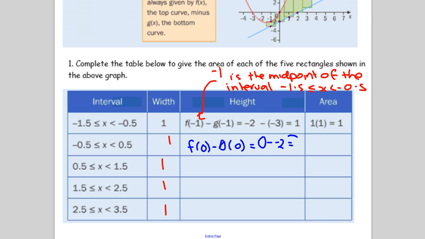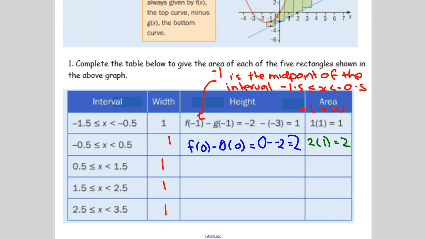And then remember, area is length times width, or width times length. You can do whichever way you want. So in that case it would be 2 times 1, which equals 2. And then what would be the midpoint of that interval there? 1, yep. You notice we're getting nice numbers.